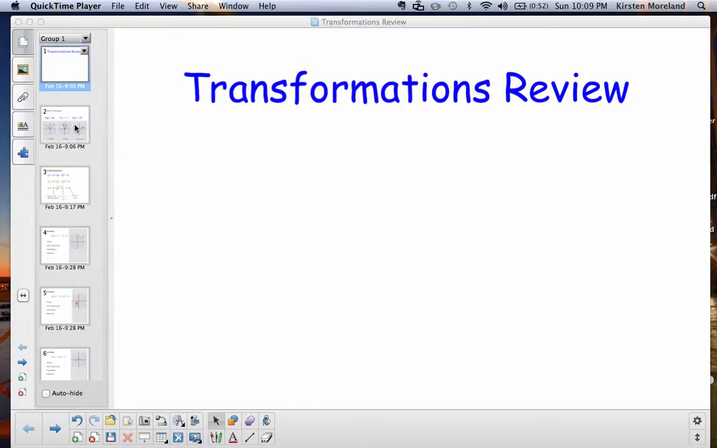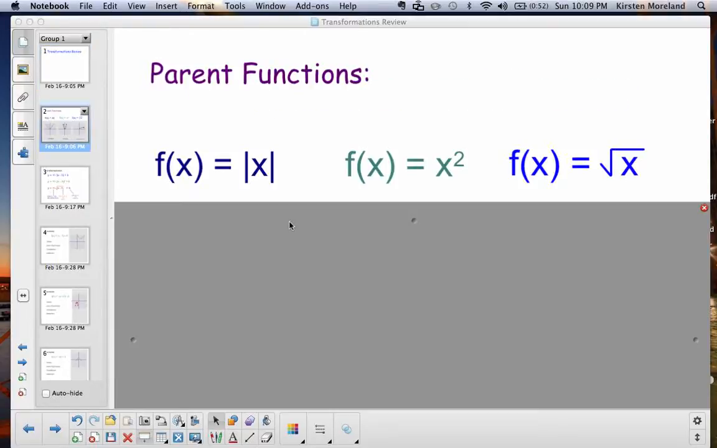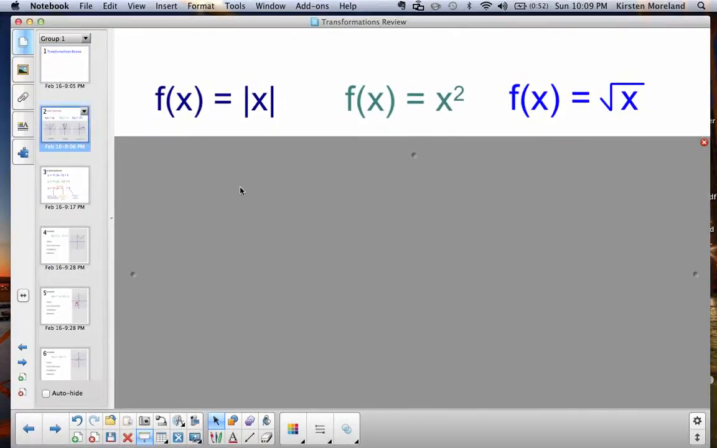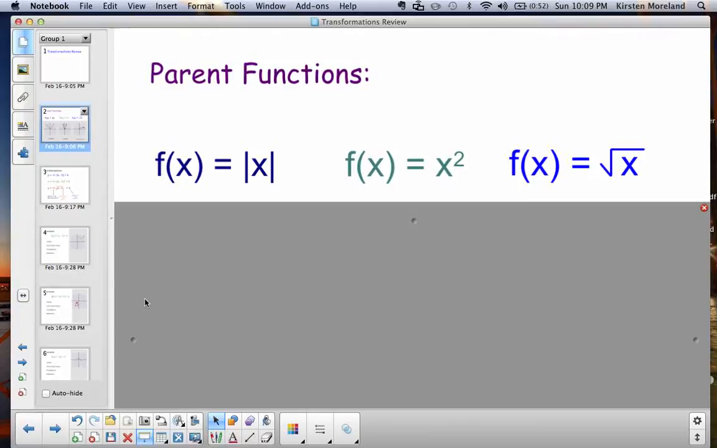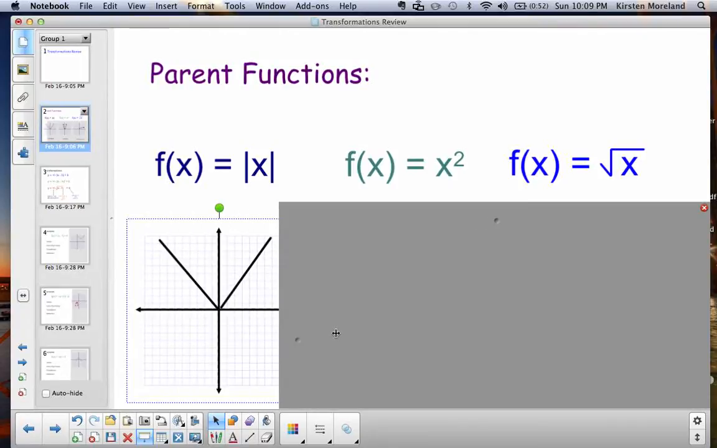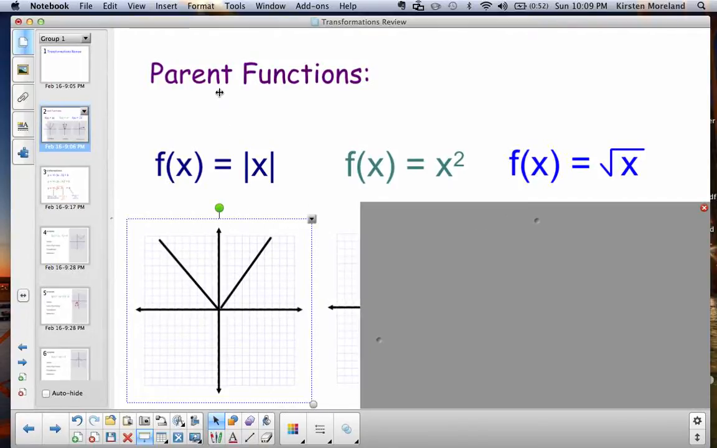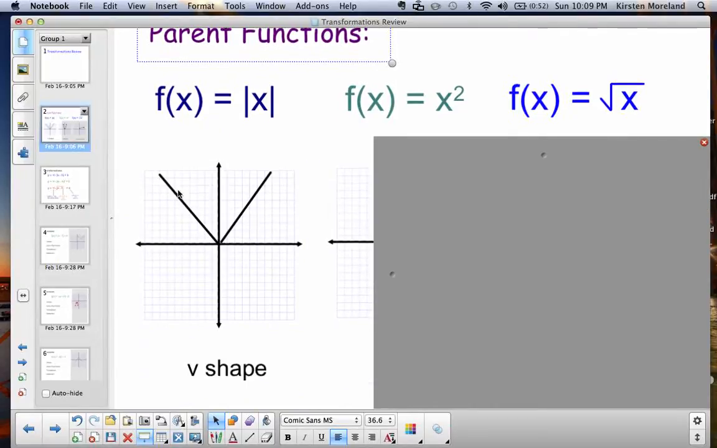So we're going to start with our parent function. We've studied three parent functions, one of them being f of x equals the absolute value of x, and I want you to remember that that is the V-shaped. My computer's being slow, as usual.